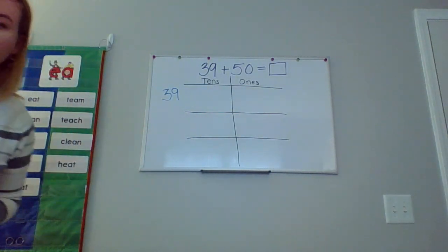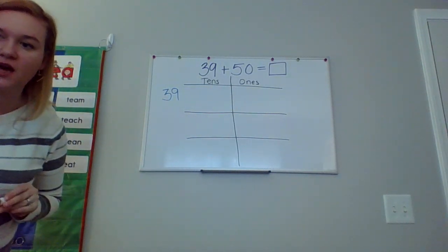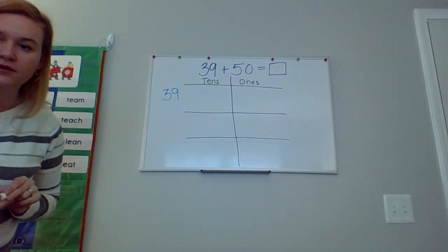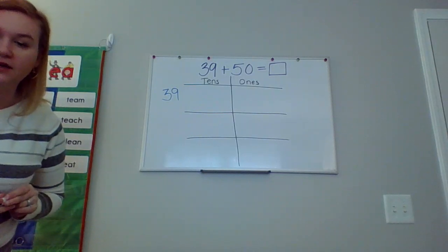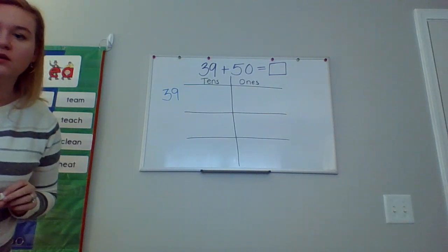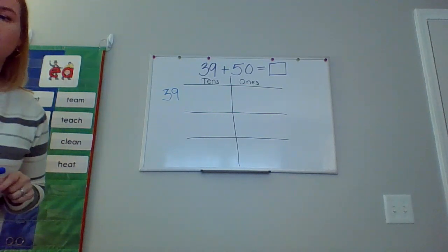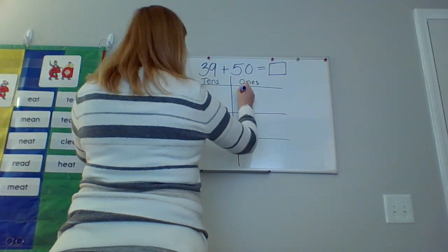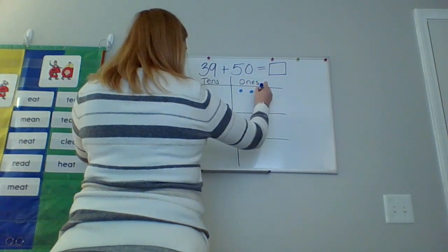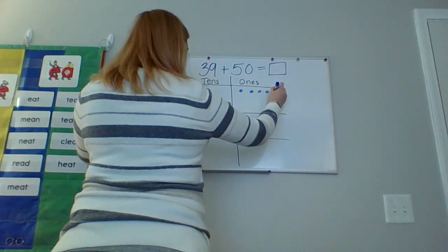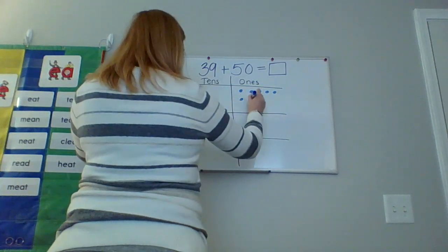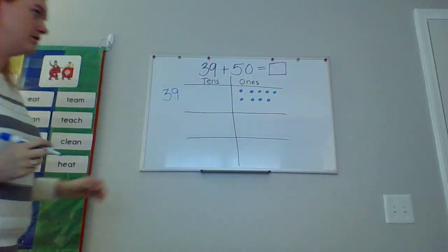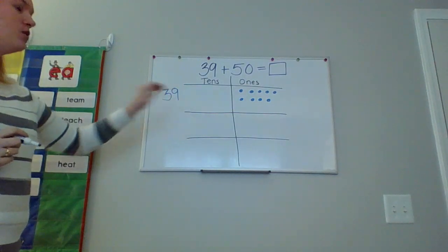Now, how many ones are in the number 39? Who could raise their hand and tell me? How many ones are in the number 39? Darren. It's 9. 9 ones. So I'm going to draw 9 ones. 1, 2, 3, 4, 5, 6, 7, 8, 9. Now, I drew my 9 ones.